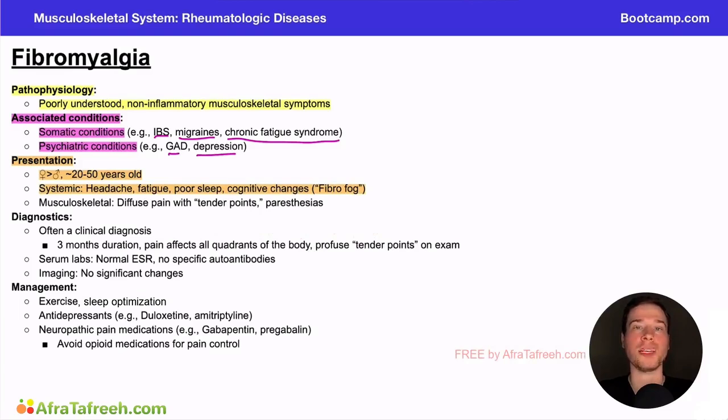Poor sleep, we know, can lead to cognitive changes or fogginess, right? If we haven't had sleep for several days, we all feel foggy. Well, patients with fibromyalgia might consistently have poor sleep, and thus it makes sense that they could have these foggy symptoms or cognitive changes that they are noticing.